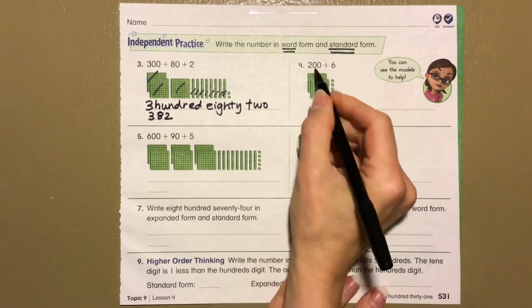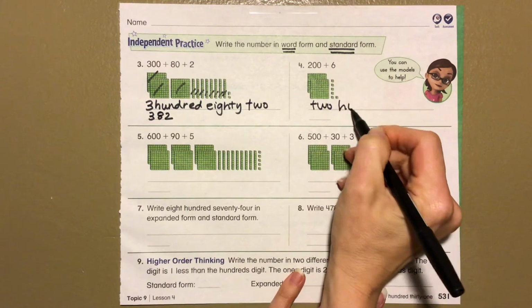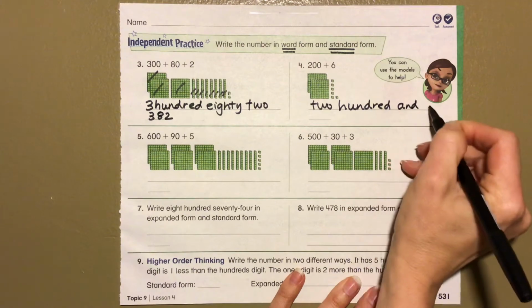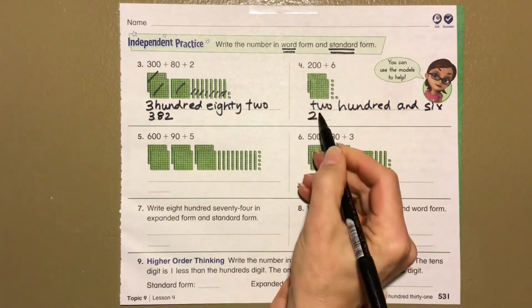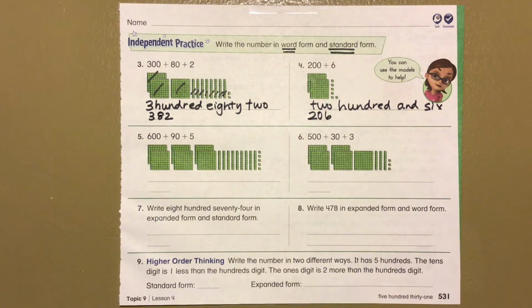200 plus 6, that's 206. So 206, or 200, how many tens do we have? 0 tens and 6 ones. So we want to make sure that doesn't look like 26. We want to make sure it's definitely 206.